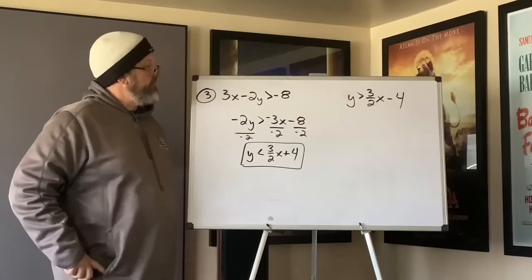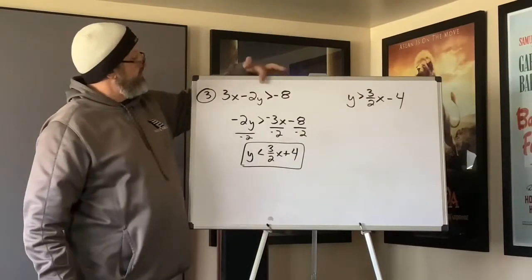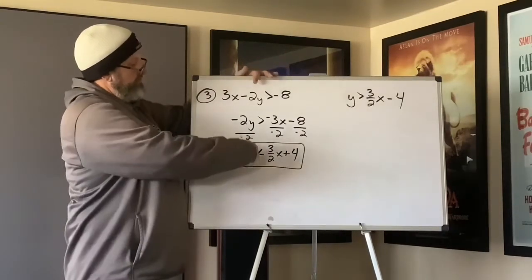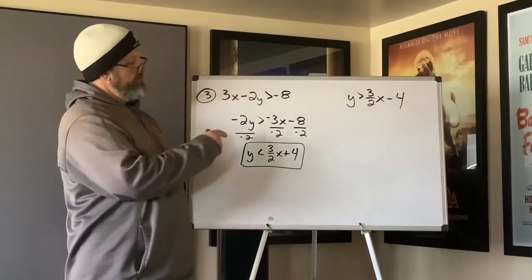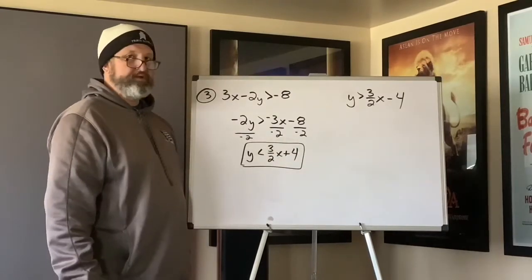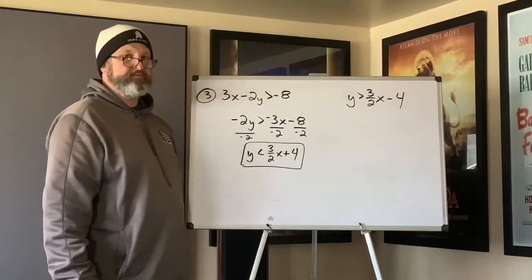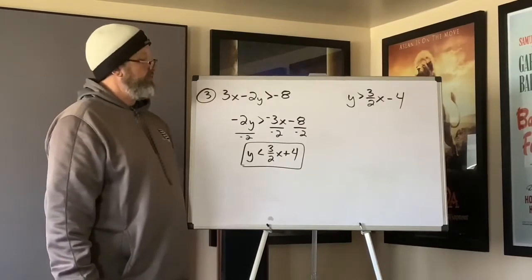So there you have it. I moved my -3 over, divided by -2, flip my inequality. All right, when you graph this, it's going to be a little bit interesting, maybe different than something we've seen before. But yeah, graph them both and let's see what happens.